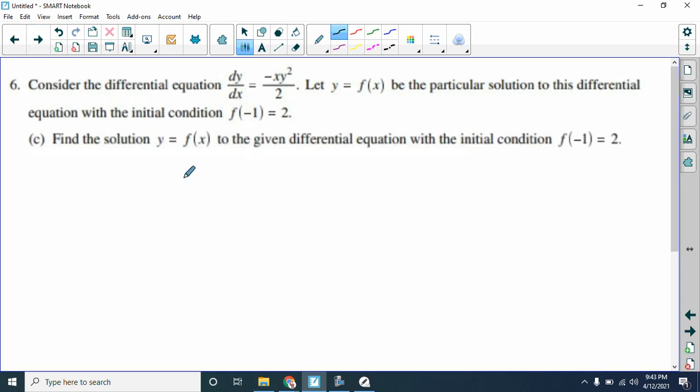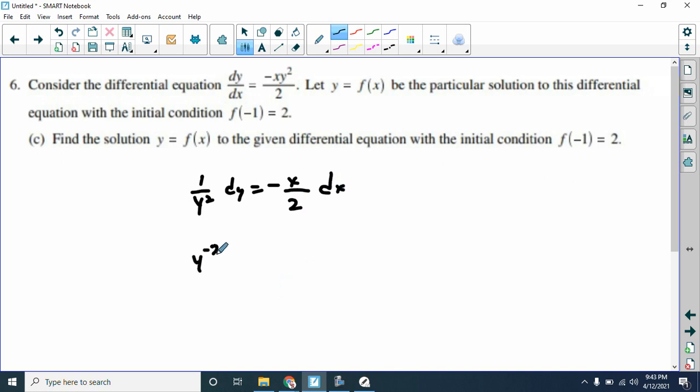And part C wants us to find the solution to the differential equation that passes through this point. So we need to find what y is equal to. In order to do that, dy dx is in terms of both x and y, so we need to separate the variables, divide both sides by y squared, and multiply both sides by dx.